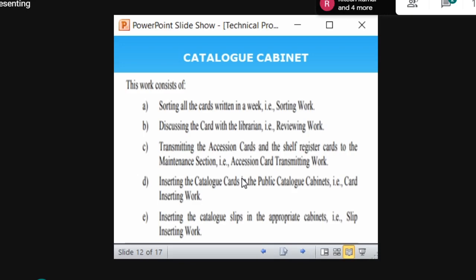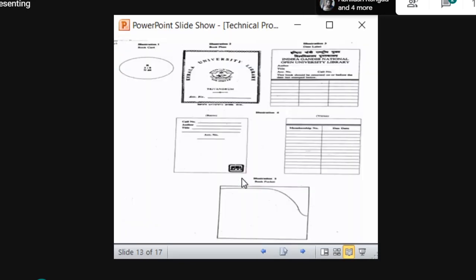Okay, and now they will insert the cards into the public catalog cabinets. That means these cards are sent to the public catalog, so the user can check this catalog for taking the books or finding out the books. Inserting catalog slips in cabinets. See how much work they are carrying out. Okay. So these are the different sections of work performed in the technical section or technical processing.